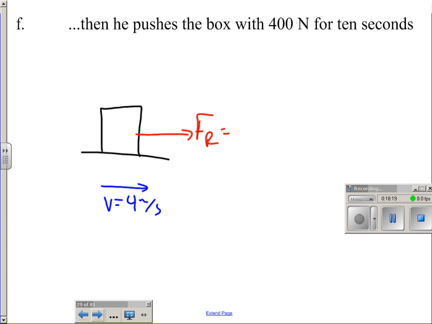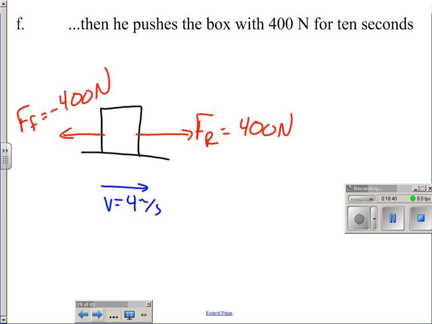Roy is going to push this way with 400 newtons. Friction doesn't want it to move. Now, because the box is moving, friction is going to do everything in its power to stop that motion. So now our force of friction is negative 400 newtons. And the mistake people always make is they say, well, it stops, that these forces cancel out, so it stops. And that's not the case.